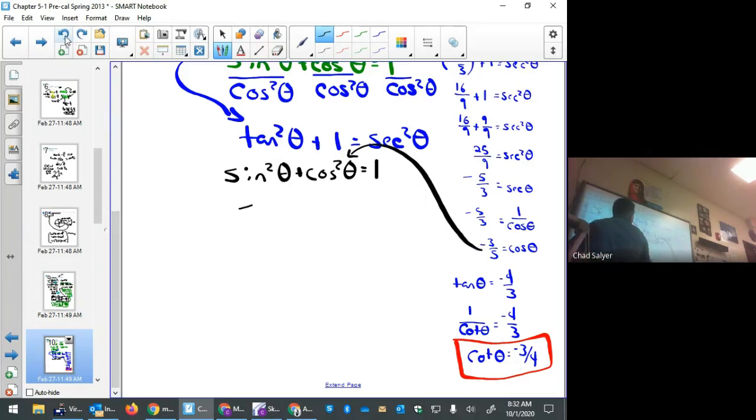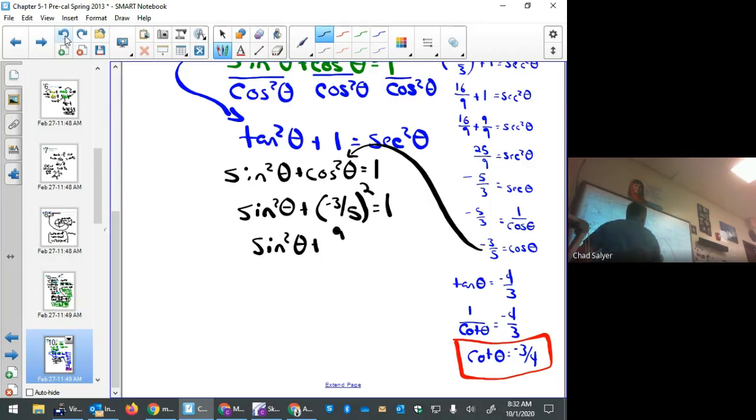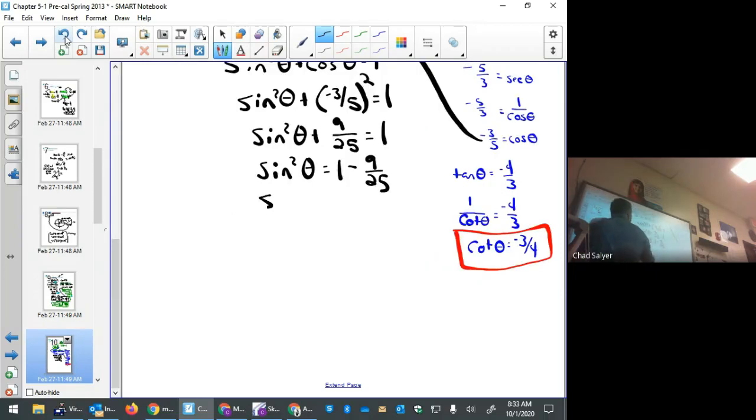So we've got sine squared theta plus (-3/5) squared equals 1. So sine squared theta plus 9/25 equals 1. If I subtract that from both sides, that tells me sine squared theta equals 1 minus 9 over 25. Actually, that should be 25 over 25.